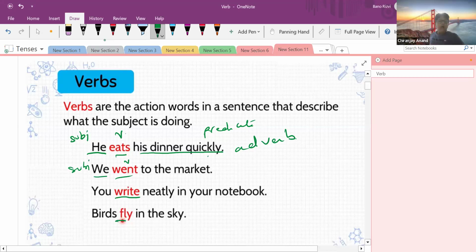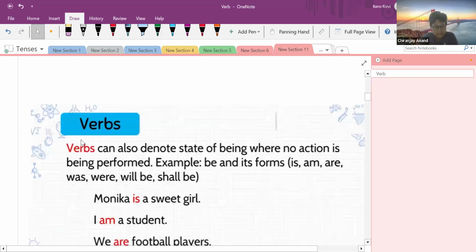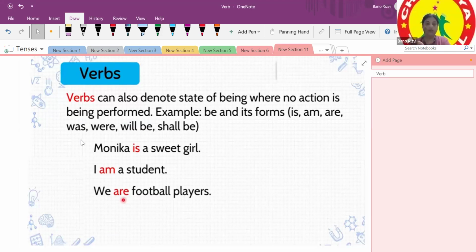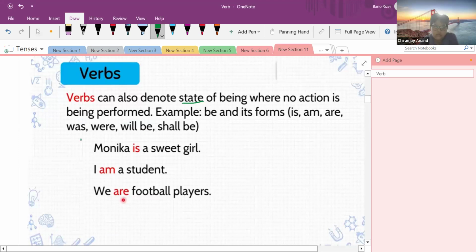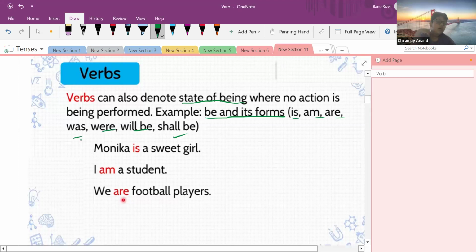Okay. So let us talk about more. First of all, what is a verb? A verb is one that does an action. A verb also denotes a state of being. It need not do an action; even if it does not do an action, it is a verb. So it is a state of being where no action is being performed. That is be and its forms: am, is, are, was, were, shall be, will be.